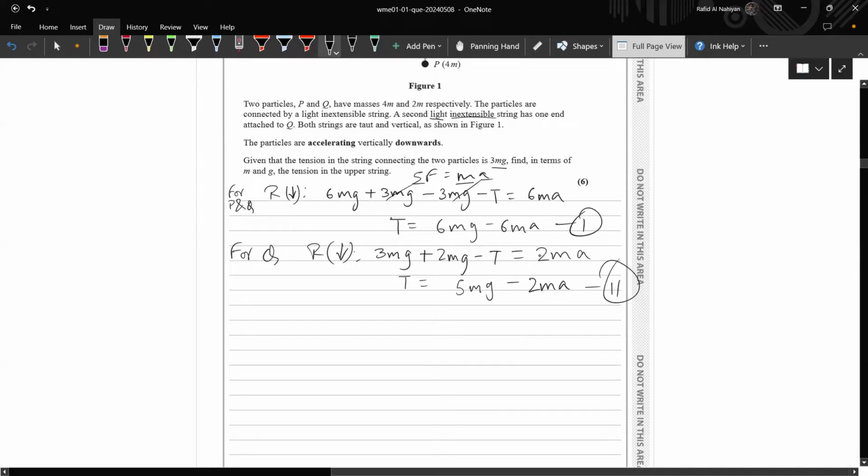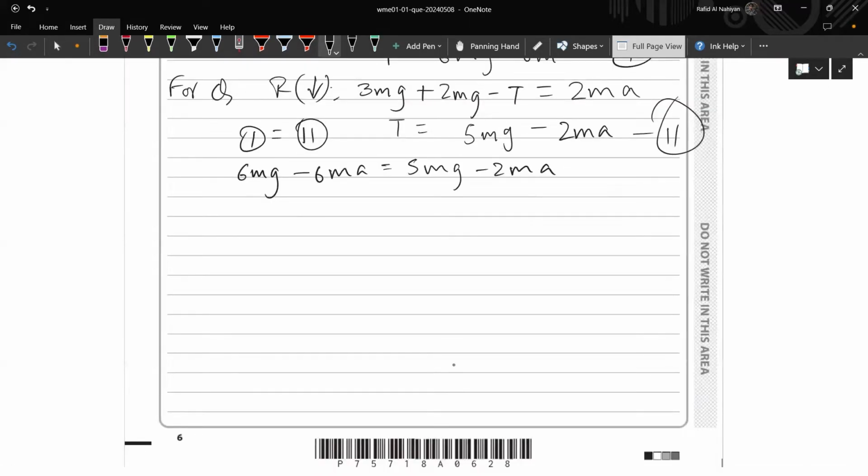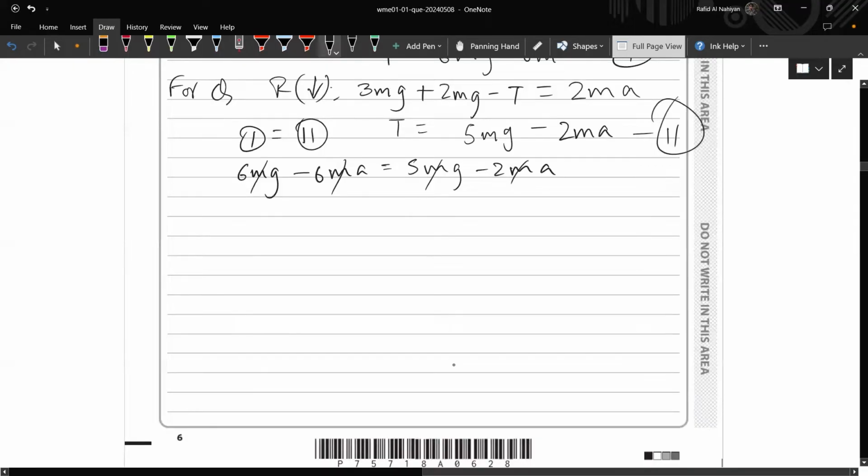If I solve these two, if I just equate these two, what do I get? I get 6mg minus 6ma equal to 5mg minus 2ma. If we solve this, I can easily cancel out m on both sides, and then we're left with 6g minus 6a equal to 5g minus 2a.